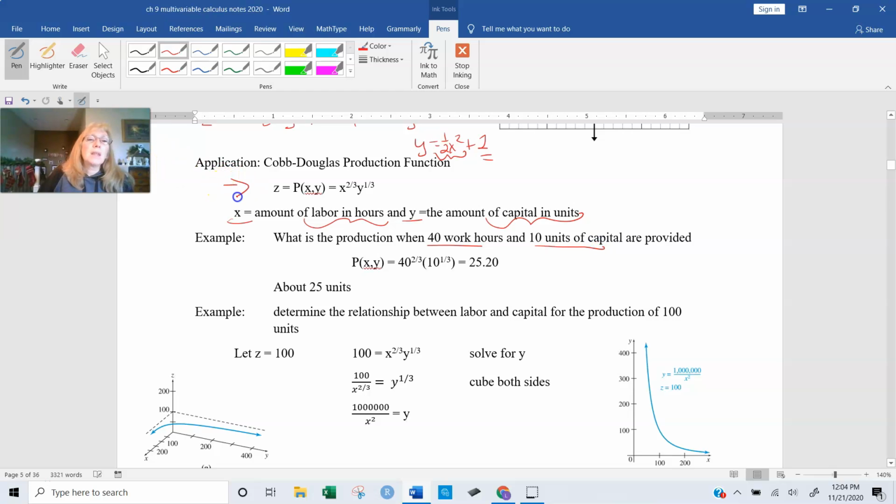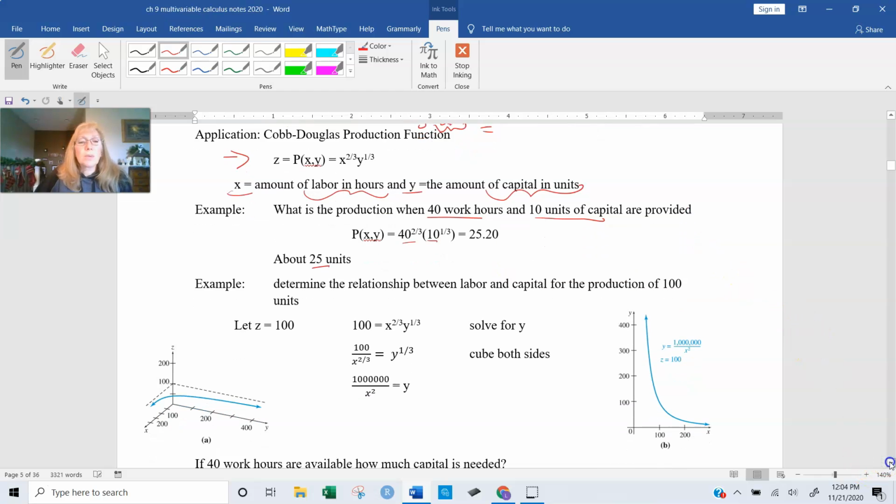By the way, I forgot to say, this function changes. It is not always 2/3 and 1/3. So it's whatever they give you. So if I want to know the production, I just literally plug in 40 and 10, and I get approximately 25 units of capital is what I will need.